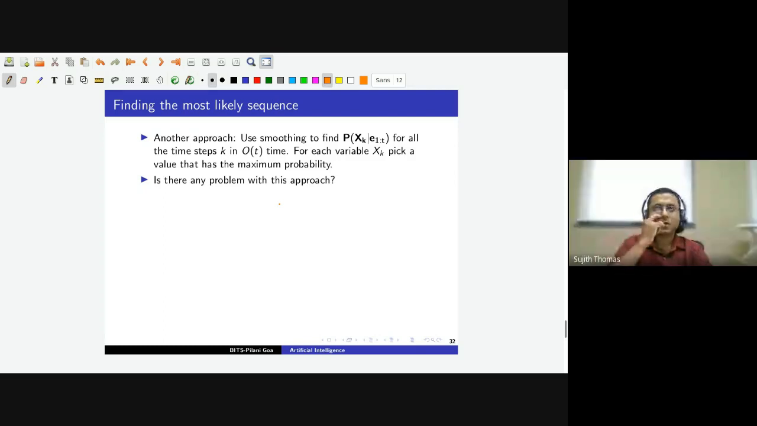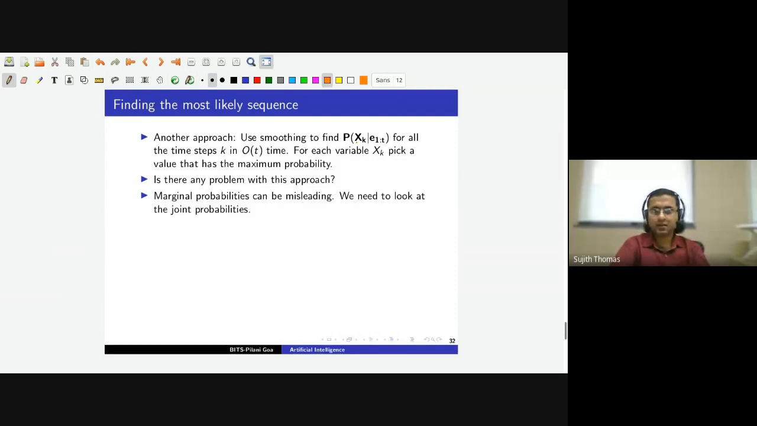Yes, you are going in the right direction. So basically here what we are doing is we are looking at the marginal probabilities. So we are looking at only one variable, and if we pick based on the marginal probability, then we might get a wrong answer. So the marginal probabilities can be misleading. We need to look at the joint probabilities. So the joint probability of the state variables that will maximize this conditional probability.